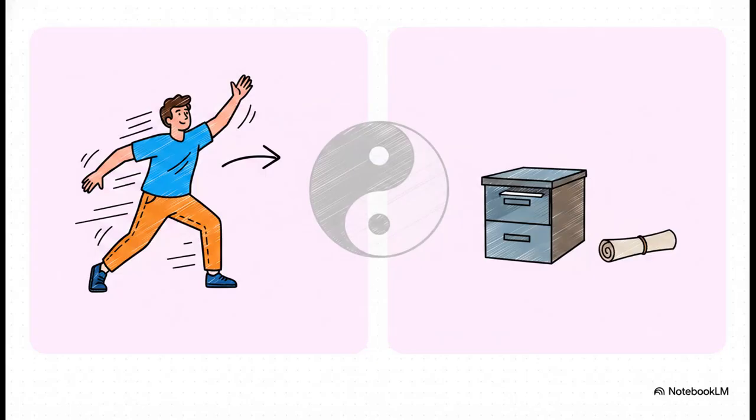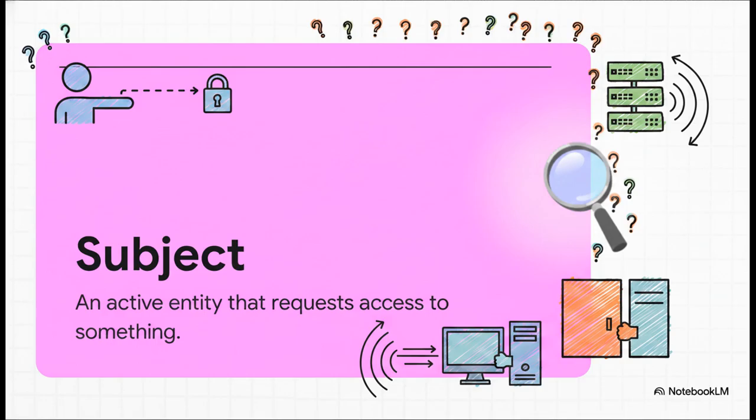Every single interaction in access control comes down to this core dichotomy. On one side, we have subjects, which are totally characterized by their active nature. And on the flip side, we have objects, which are strictly passive. Think of this as the yin and yang of access control. Anytime an event occurs anywhere in a system, the roles are instantly split up. You've got an active requester and a passive target. Let's start with the active side.